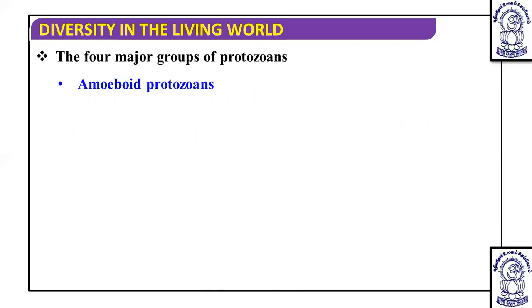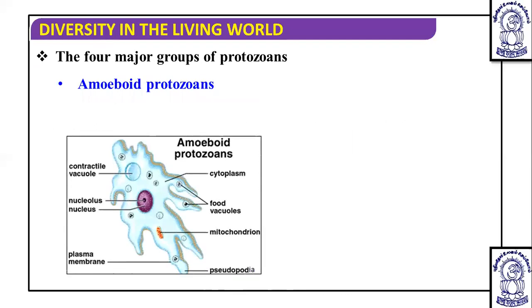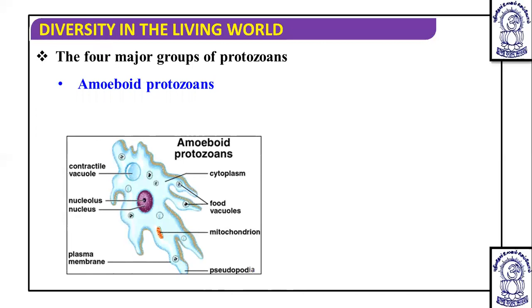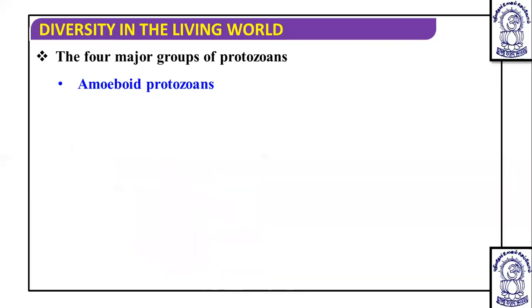In this, we will be dealing with amoeboid protozoans. And you know that this is the amoeboid protozoan, this is the amoeba. So in amoeboid protozoans, we take the example of amoeba, and here you can see in amoeba the contractile vacuole is there, nucleus is there because it is a eukaryote, plasma membrane is there, there is a formation of pseudopodia, they have mitochondria, food vacuole is also there, and cytoplasm is also there. So that is amoeboid protozoans.